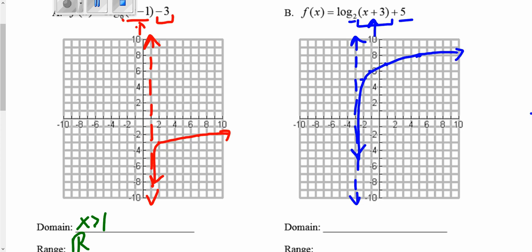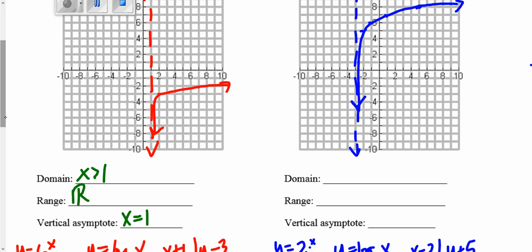All right. So domain, remember it's not going to be all real numbers because it only goes to the right of the asymptote. So we're going to use x for domain is greater than because it goes to the right and the asymptote is at -3. The range here, it actually does go up and down forever, so it's all real numbers. And then the vertical asymptote is always written as x equals, and we already mentioned that's at -3.